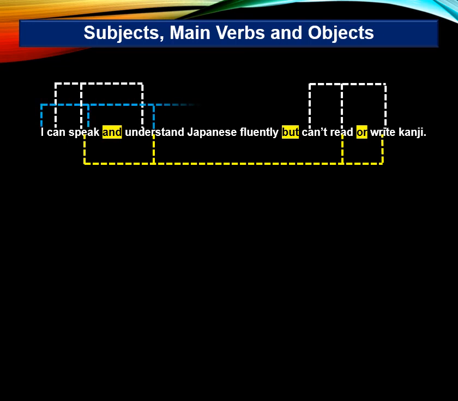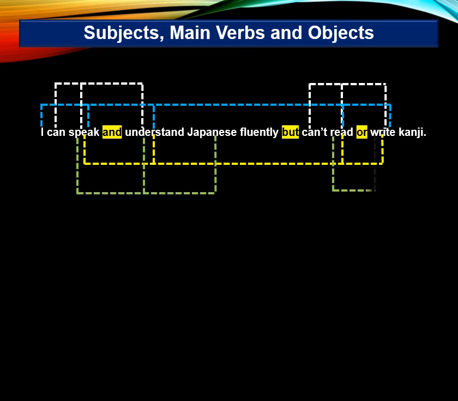Again, there's only one subject that is being shared by all 4 verbs. And each verb pair has one object. So again, this looks really crazy. But at the end of the day, it's still just 4 clauses.